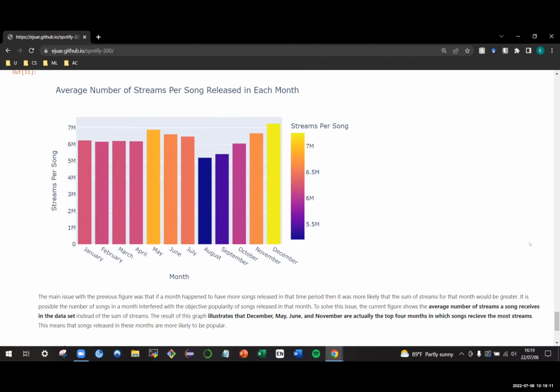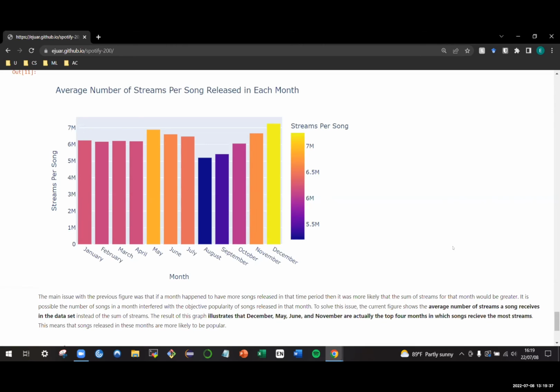The main issue with the previous figure was that if a month happened to have more songs released in that time period, then it was more likely that the sum of streams for that month would be greater. It is possible the number of songs in a month interfered with the objective popularity of songs released in that month. To solve this issue, the current figure shows the average number of streams a song receives in the dataset, instead of the sum of streams.